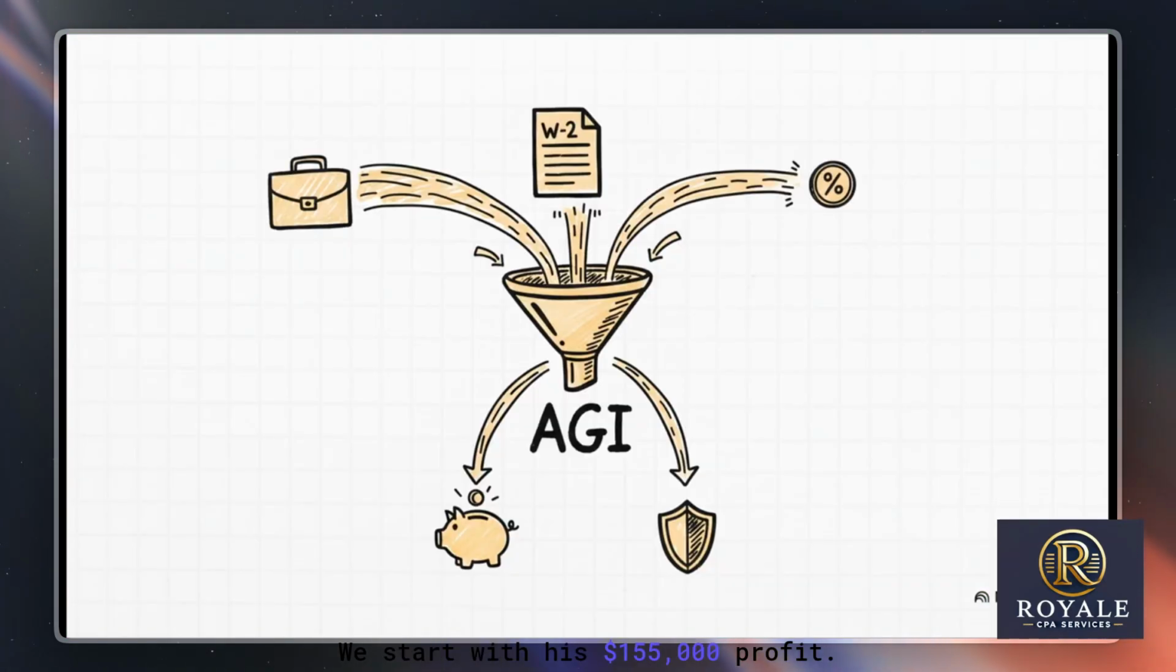So let's build this new picture. We start with his $155,000 profit. Then we add in his wife's W-2 wages and a little bit of interest income. But then we get to subtract some really great deductions, like his wife's IRA contribution, and, you guessed it, that half of the SE tax we just calculated. These are what they call above-the-line deductions, and they lower your income right off the top.